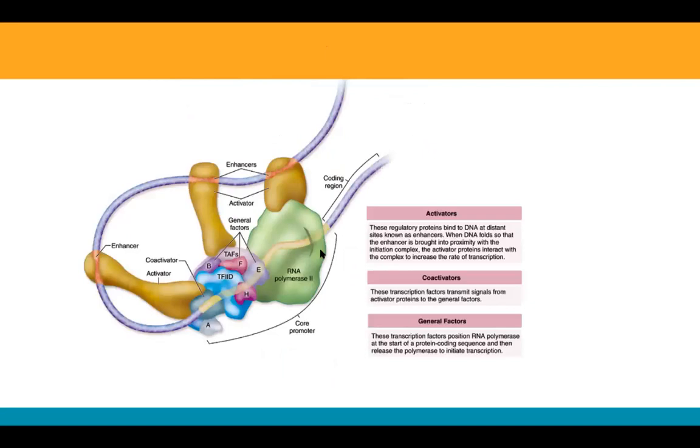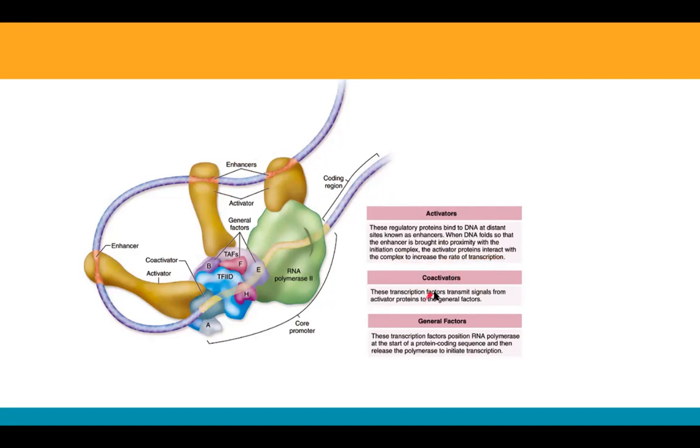Okay, so activators are regulatory proteins that bind to DNA at a distant site known as the enhancer. So for this one, enhancers, as I've previously mentioned, are quite distant from this part. Okay, this one is also an enhancer. This is also an enhancer. Now, when DNA folds so that the enhancer is brought into proximity with the initiation complex, the activator proteins interact with the complex to increase the rate of transcription.